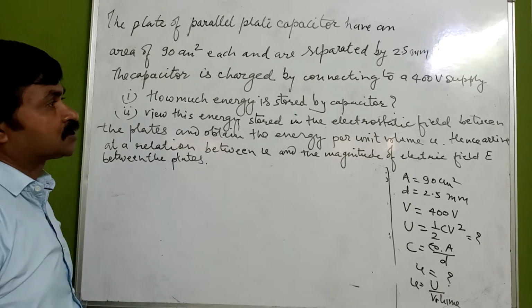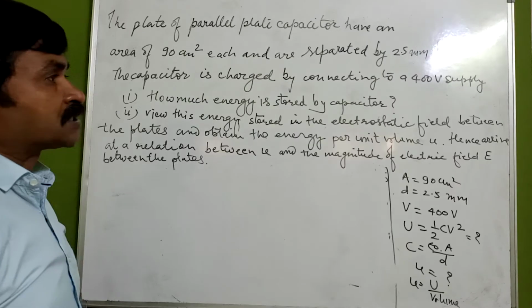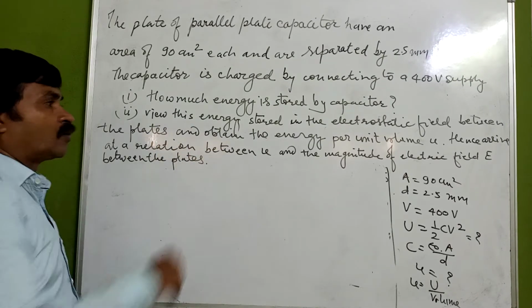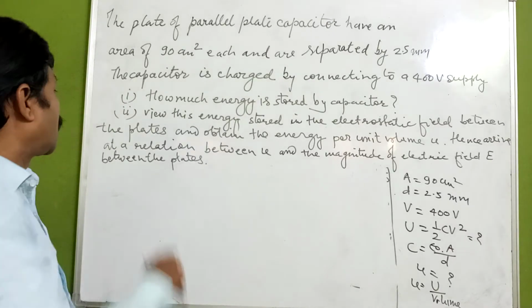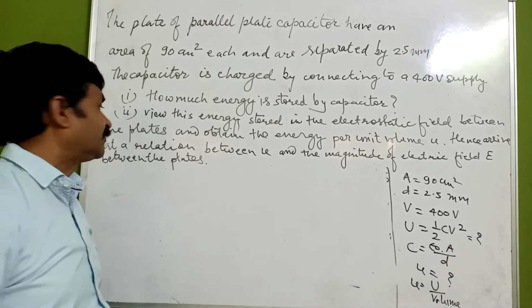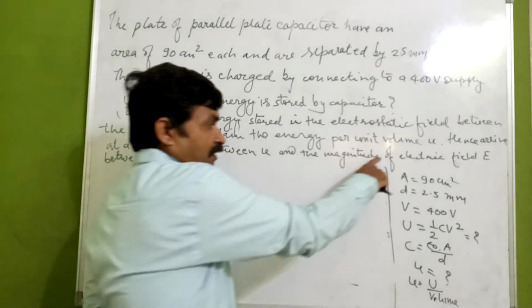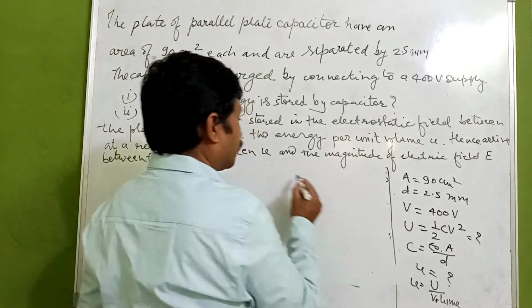How much energy is stored by the capacitor, and will this energy be stored in the electrostatic field between the plates? Obtain the energy per unit volume, u. Hence, arrive at a relation between u and the magnitude of the electric field E between the plates. Now here we have got these parameters. Now we have to go with first calculating the energy U.